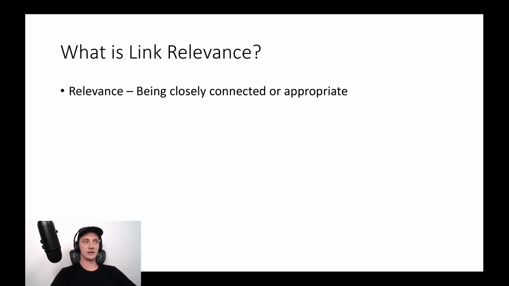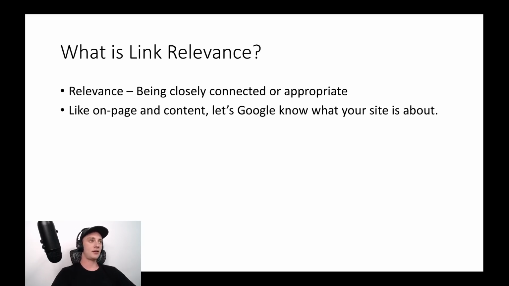So relevance means being closely connected or appropriate to something else. So link relevance would be when a backlink coming to your website is closely connected or appropriate for your website. And like on-page content, it lets Google know what your site is about. So you are making your page relevant for whatever terms by optimizing your content and your on-page SEO. Another way that Google learns about your website and what it's about is from backlinks, and more specifically from link relevance. And now there are two kinds of link relevance, or one for affiliate.